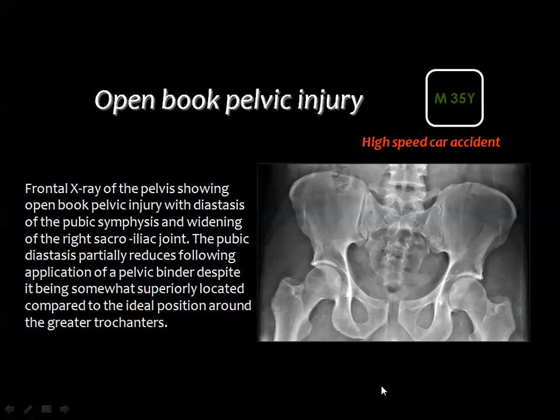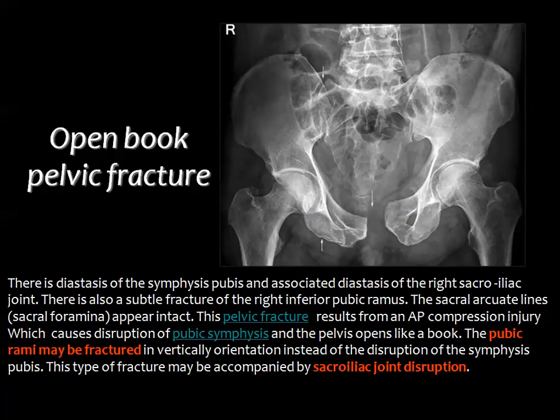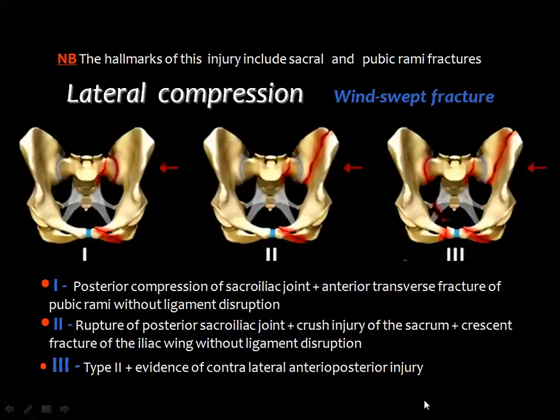Then this is an example of an open book pelvic injury. You see that the pubic symphysis is separated and posteriorly you see that there is some diastasis of the right sacroiliac joint. And this is also another example. You see there is an open book pelvic fracture with separation of the pubic symphysis, and also you may appreciate a fracture here in the inferior pubic ramus with disruption of the right sacroiliac joint.